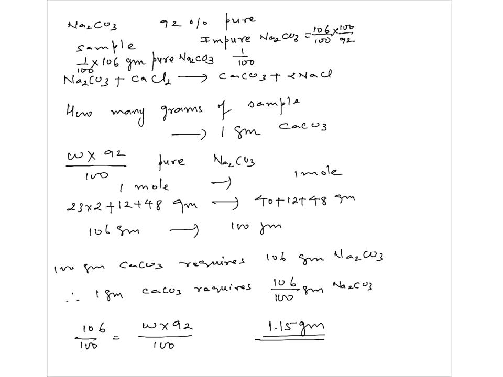So if you want something pure, then you will have to take more impure sample of it. That's very obvious, isn't it? If I want 100 grams of pure iron, then I will have to take more than 100 grams of impure iron. That will have 100 grams of pure iron, and rest will be the impurities.